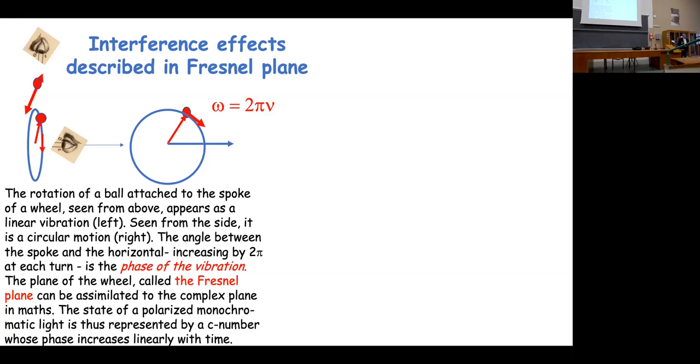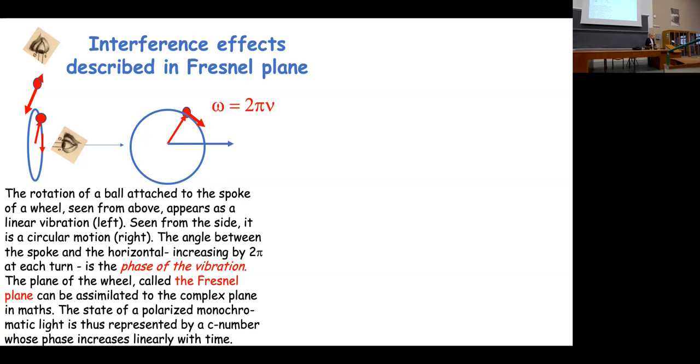So you can define in this way the phase of the field, and of course, this phase accumulates with time at a rate 2 pi nu. If you have nu, which is the frequency of oscillation per second, the angle increases by 2 pi nu, and omega is called the angular velocity of this phase.